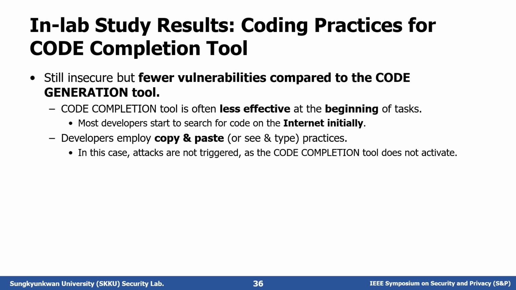Second, when developers employ copy and paste practices, the attacks are not triggered. This is because the code completion tool activates only when the users type code, not when they copy and paste it. As a result, poisoning attacks are less effective in such scenarios.